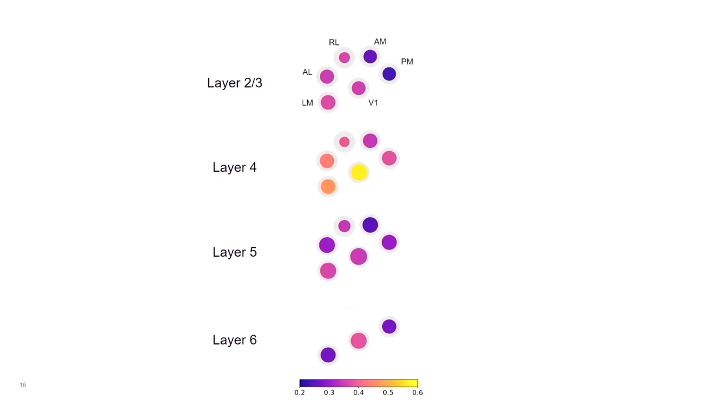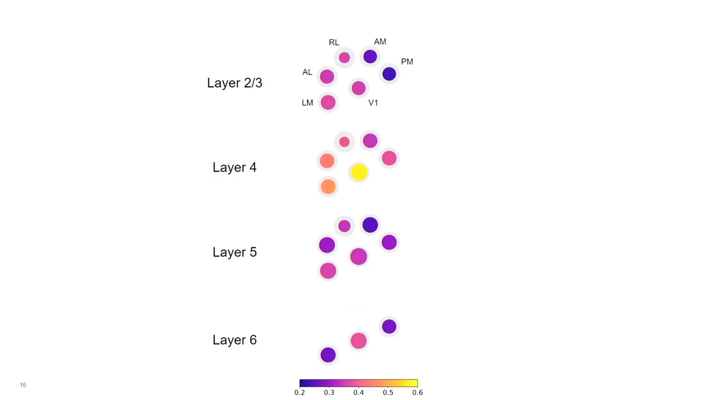What we see when we compare across the different areas and the different layers is that across all areas, the cells in layer 4 have the highest direction selectivity. And this is particularly true for V1, where we have the highest direction selectivity across all of the areas, all of the layers here in V1.